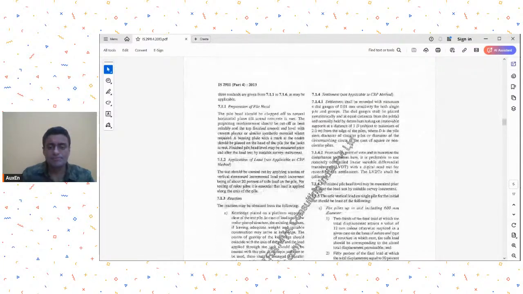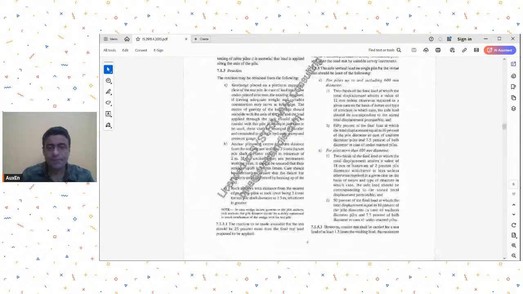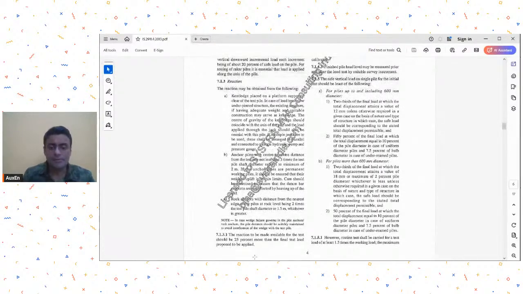So suppose my pile dia is less than 600 mm. So the safe vertical load on single pile for the initial load test shall be least of the following. Okay. So what does that mean is that I'll just maybe take a screenshot, and we will take it to our OneNote, and let me just share my screen over there.